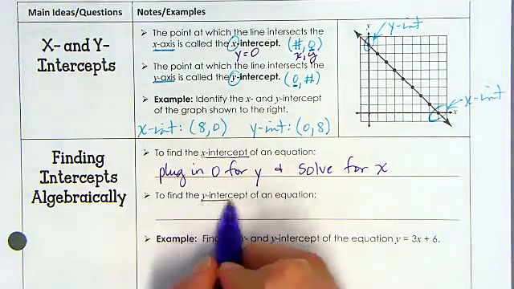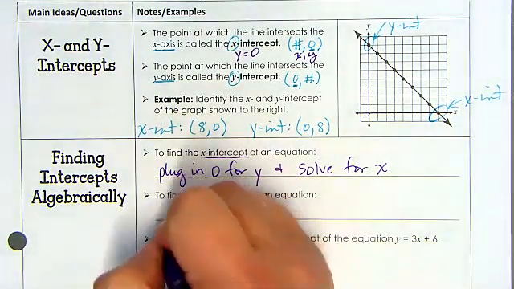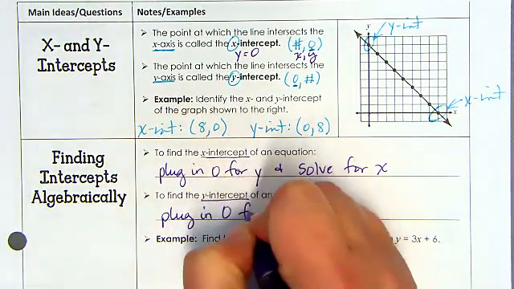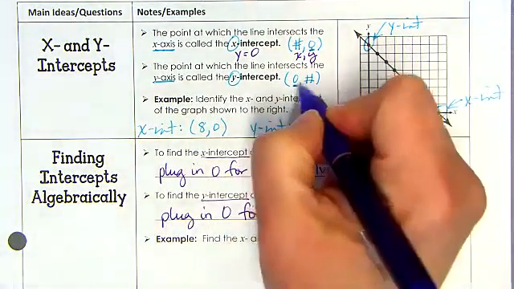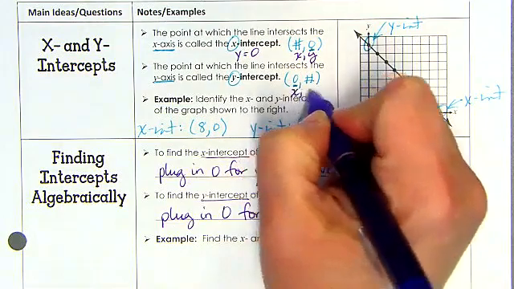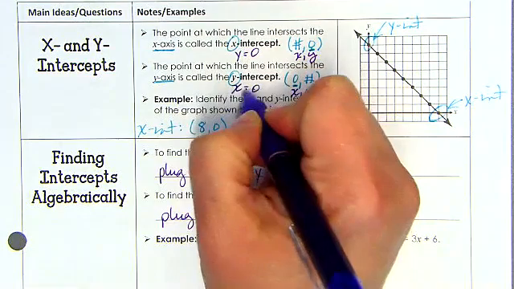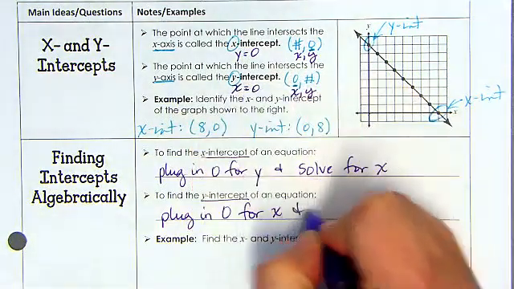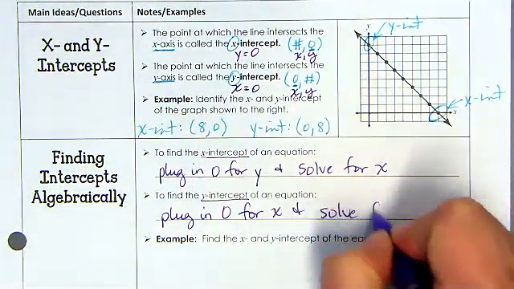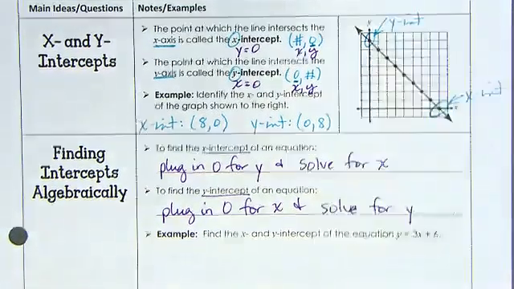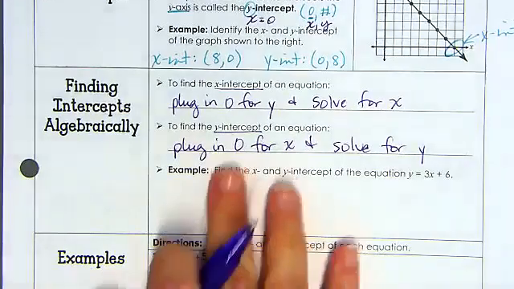For the y-intercept, we do the opposite. We're going to plug in 0 for x because the 0 is in the x spot, and we have that x equals 0 in this instance. And then we solve for y. All right, so let's go ahead and do that for this example.